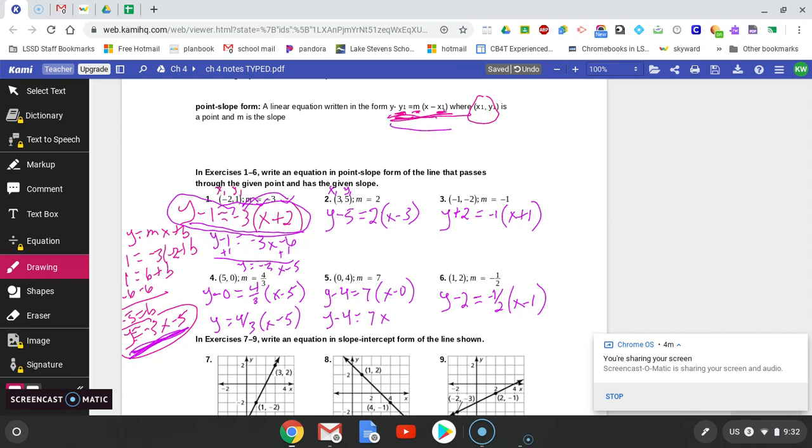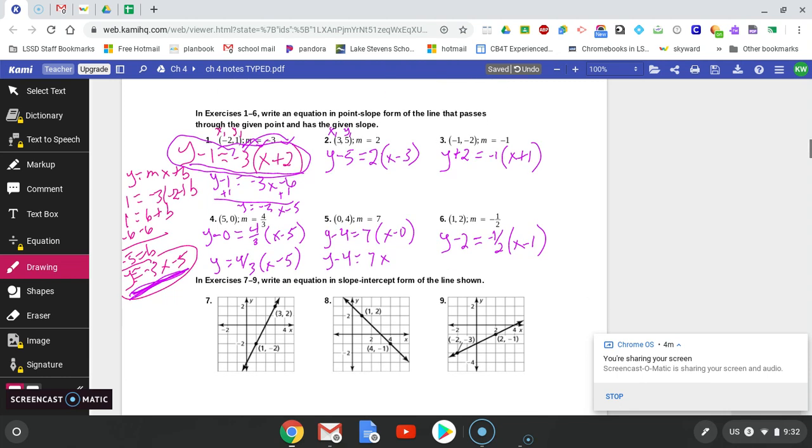So besides memorizing this equation up here, once you have it memorized, it's so easy to use because you've got your slope, you've got your point, and you're done.